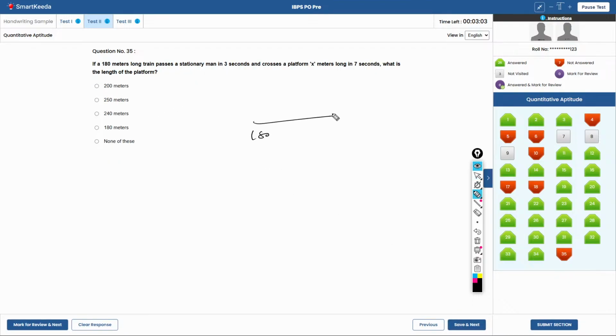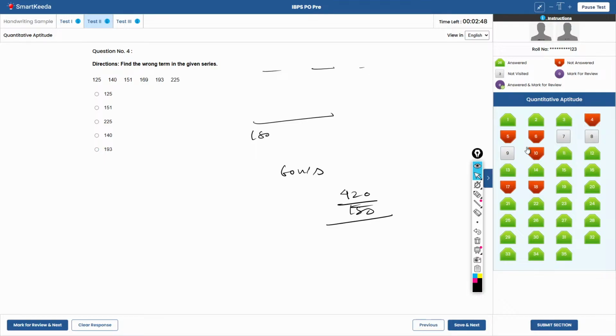A 180-meter long train passes a stationary man in 3 seconds. So the speed is 60 meter per second. Crosses a platform of X meter in 7 seconds. So 420 is the total, so platform length is finished with 240.